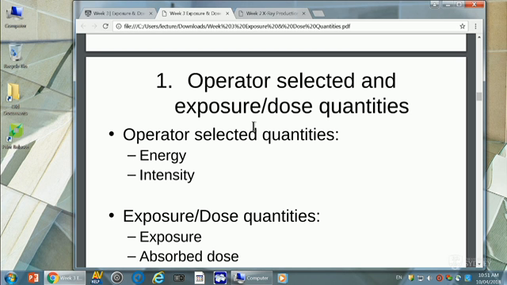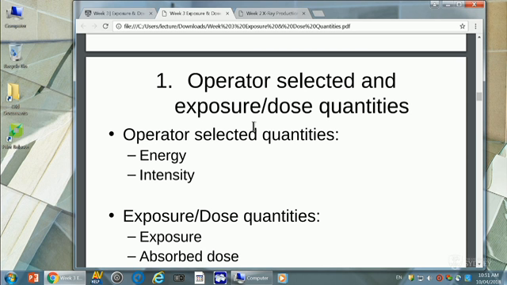So the energy that we often refer to is kiloelectron volts. That's usually the unit we use. Kiloelectron volts or kilovolt peak, KVP. They're simply the unit, if you like, that we use for energy of X-rays. Intensity of X-rays, we use MA, and time, MAS. And that's just what, these are operator selected quantities. This is what you're going to be choosing.